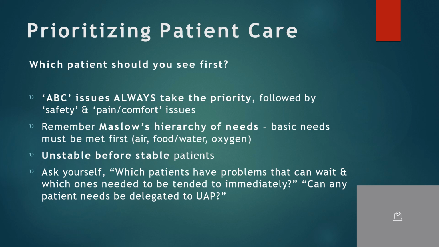Okay, and remember Maslow's hierarchy of needs, right? Basic needs are always going to come first, right? So basic needs include what? Water, food, shelter, oxygen. Those are just basic needs, okay, that we see. So those are always going to be important. In addition to that, of course, ask yourself which patients are stable and which are unstable.